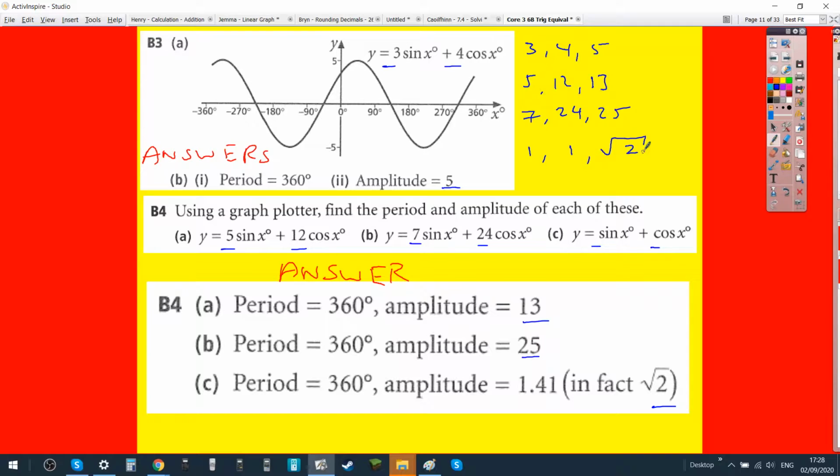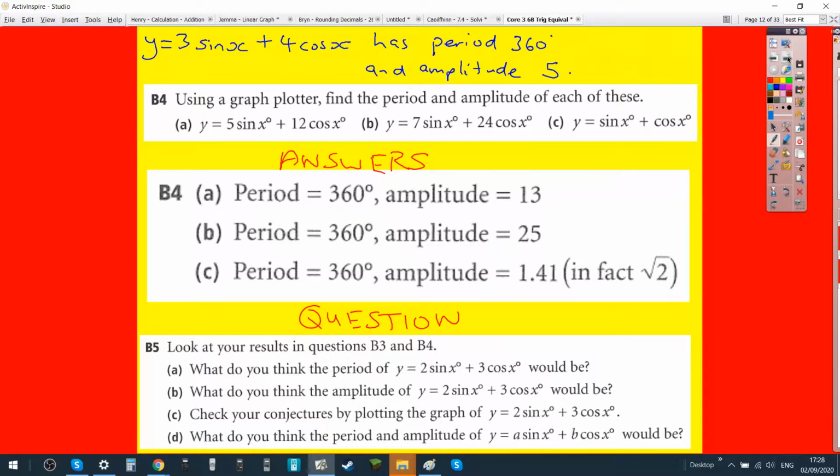It's one higher than the number before cos. Pythagoras. 3 squared plus 4 squared, square root it, you get 5, and so on for all of them. Let us see. So what is B5 down the bottom?